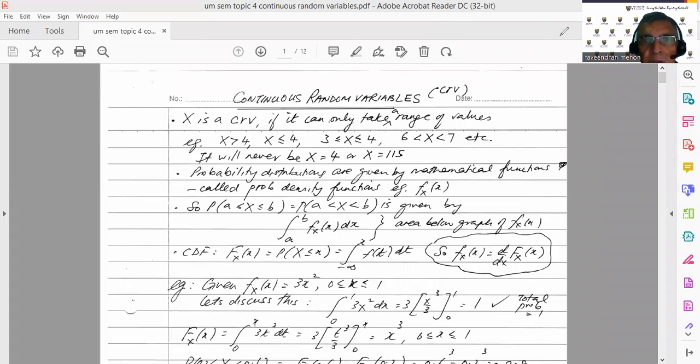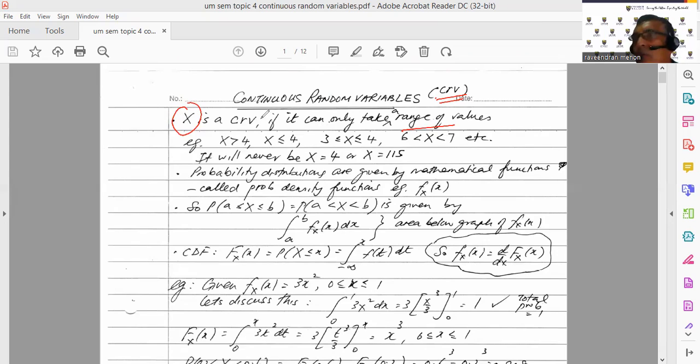Continuous random variables. Sometimes you will see me writing continuous random variables as CRV. Okay, CRV. There you go. First, when you have a continuous random variable, let's say X, it can only take a range of values. That's by way of definition.